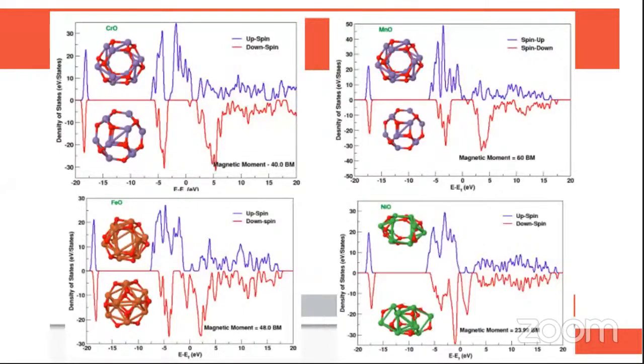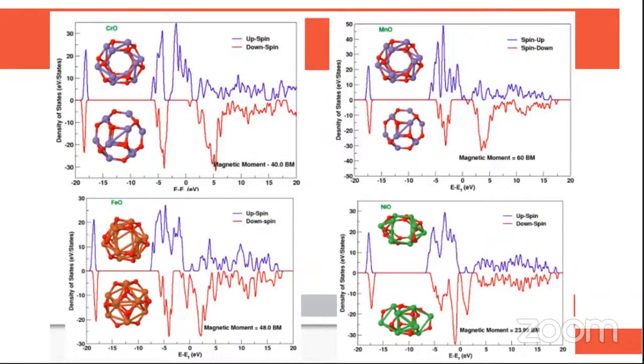By using the Giordano as a template, we have developed some more buckyball type structures, starting from chromium oxide, MnO, FeO, as well as nickel oxide. These are different buckyball structures designed in my lab. In this figure, two parts of the buckyball are shown, along with the spin up and spin down density of states, and the calculated magnetic moment is mentioned in the same plot. Here in chromium oxide the magnetic moment was 40 Bohr magneton, but in magnesium oxide it is up to 60 Bohr magneton, and this one 48 Bohr magneton, and that one about 24 Bohr magneton.